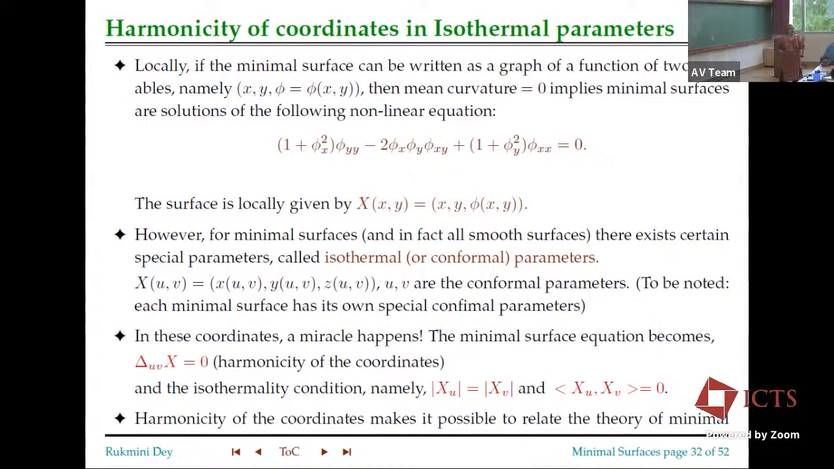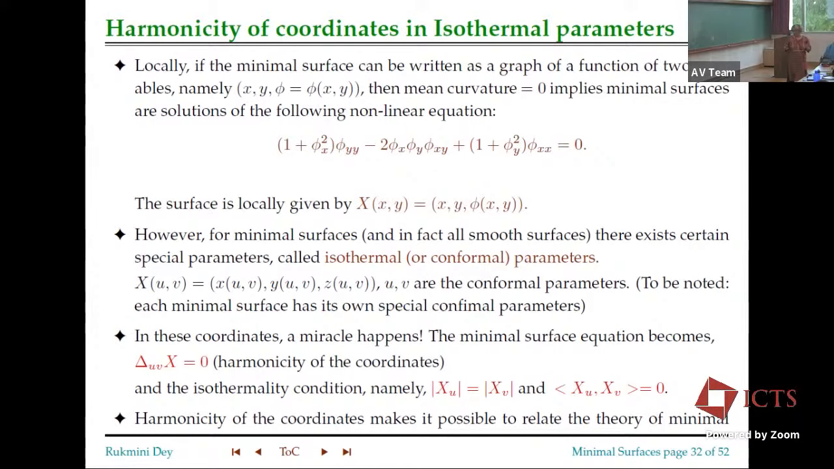So functions which only depend on zeta and not zeta bar, I'm calling them holomorphic, right? And it has real and imaginary parts. Each of the parts are harmonic. The real part and the imaginary part individually are functions of u and v, and they are harmonic. Okay, this is the beauty. And therefore you have harmonicity of coordinates. Each of x, y, and z are harmonic now.